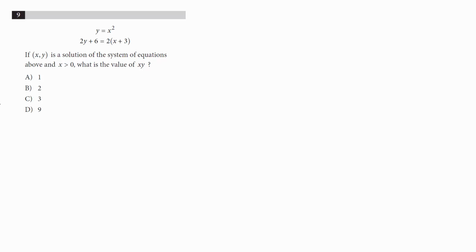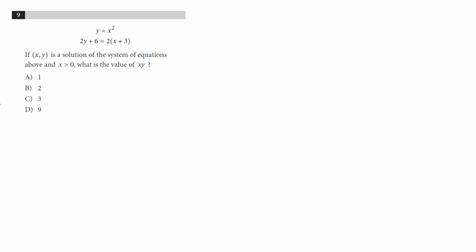Number 9. We're given two equations. If x comma y is a solution to the system of equations above, and x is greater than 0, what is the value of x times y? So it gives us two equations and two unknowns.